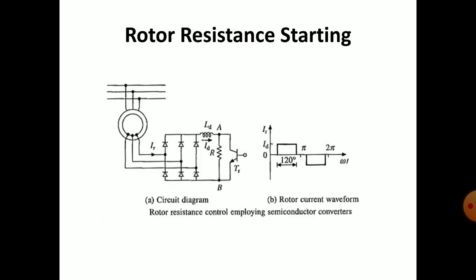Next one is rotor resistance starting. The rotor is connected to a diode bridge rectifier, which is then connected to a resistor and transistor. A three-phase AC supply is given to the stator, and the rotor is connected to the diode bridge, which converts AC to DC. By controlling the transistor, you can control the resistance R.